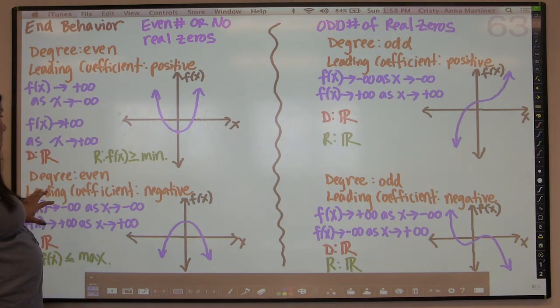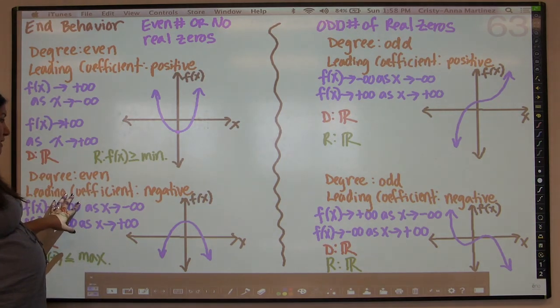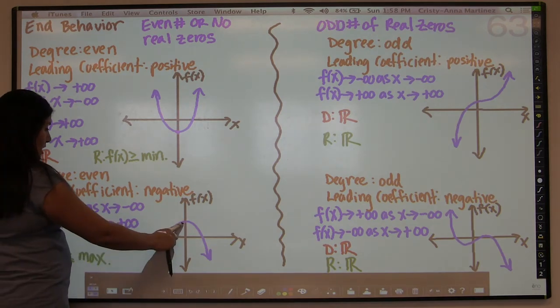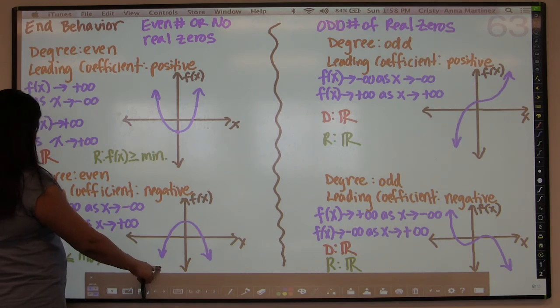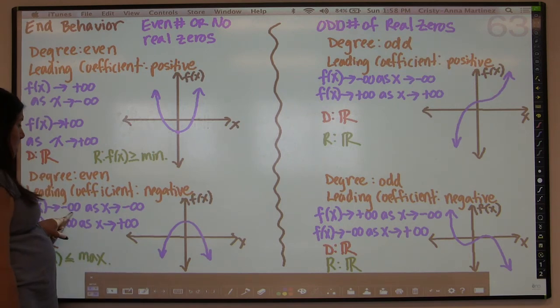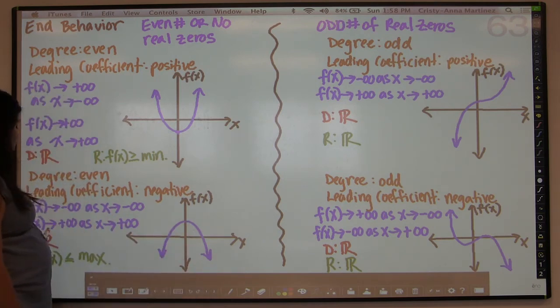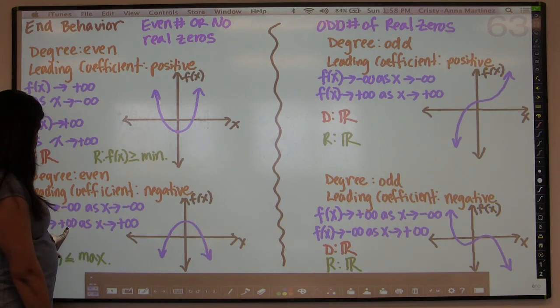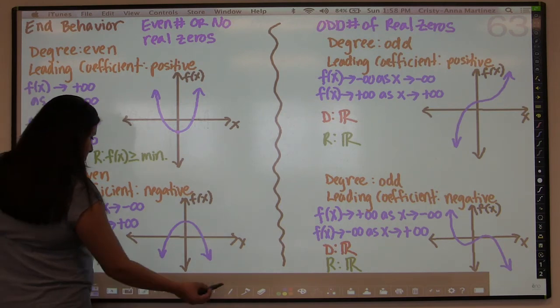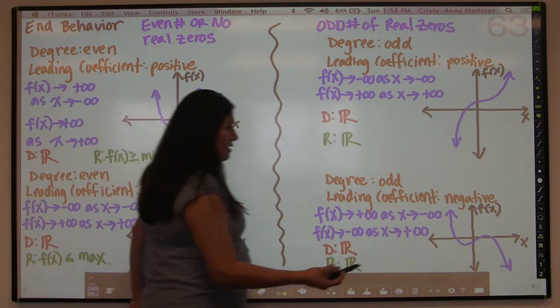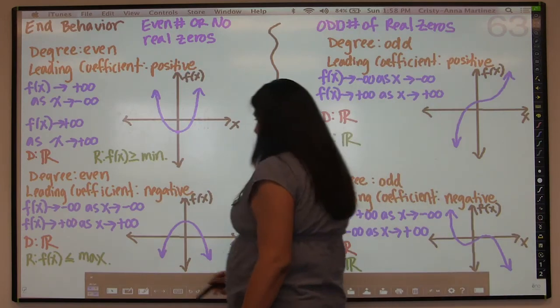Okay, so in the case of the negative coefficient, still even, the y values now are going down, so the y values are approaching negative infinity as x approaches negative infinity. And then the y values on this side are also going down, so the y values are approaching positive, oops, that's actually wrong, I wrote it wrong in my notes, let me correct that for you.